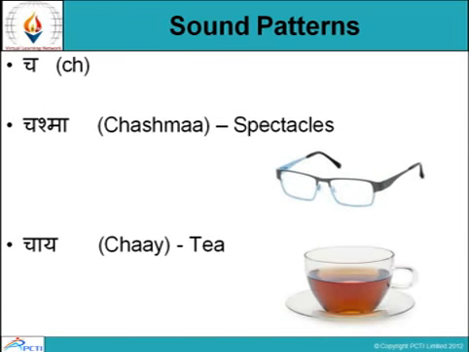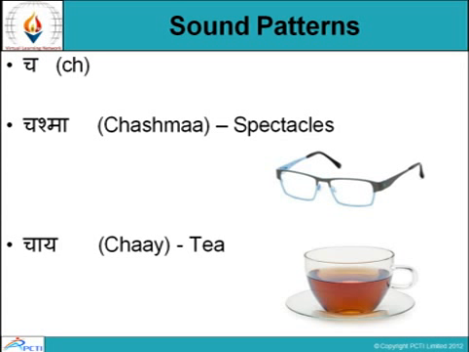Next is chashma. Chashma is what? Spectacles. For weak eyes we use spectacles so that we can see properly. Usually old people wear them because at old age our eyes get weaker, but these days sometimes children also use them. In English it is called spectacles, and in Hindi we call it chashma.